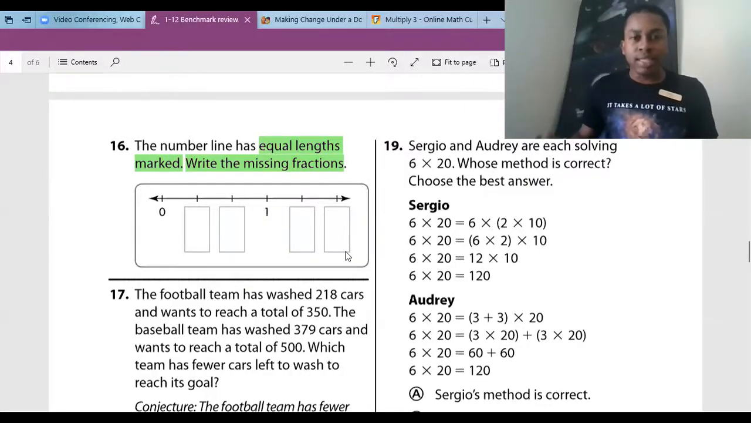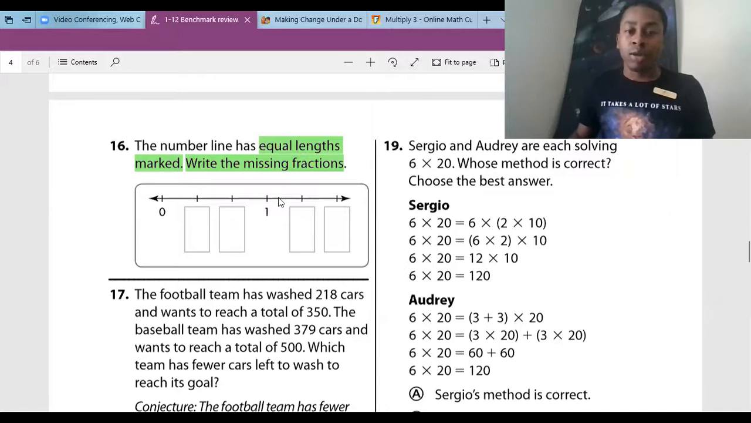Number 16 says the number line has equal lengths marked. Write the missing fractions. When I'm looking at this, I'm looking at the number line starting with 0, of course, and we see one whole number in the middle, that number 1. That means there's a whole fraction as well. First we need to see how many parts there are going up to the whole. After 0 comes 1, 2, then that whole is 3 parts. So we know this number line is going to be in thirds.